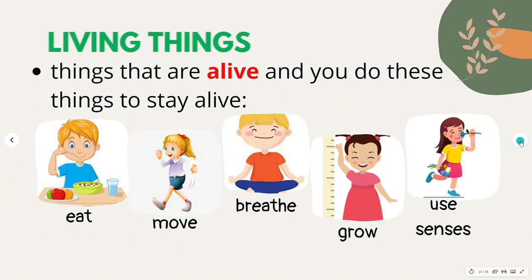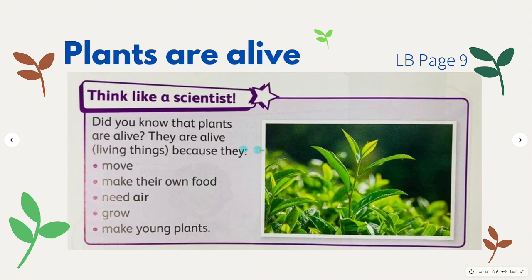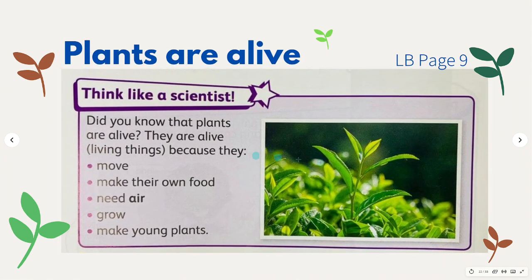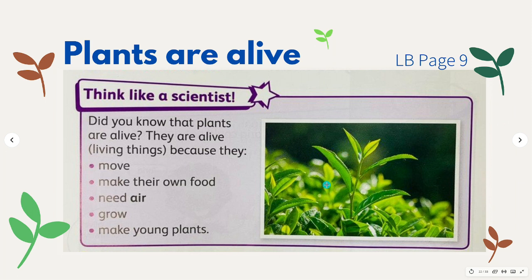Did you know that plants are alive? They are alive, meaning living things, because they move. They make their own food. They need air, they grow, they make young plants. Unlike humans and other animals, you cannot see them. Therefore, you cannot experience plants carrying out life processes, such as feeding, moving, breathing, growing, and being sensitive to their environment. But be aware that trees and grass are also plants.